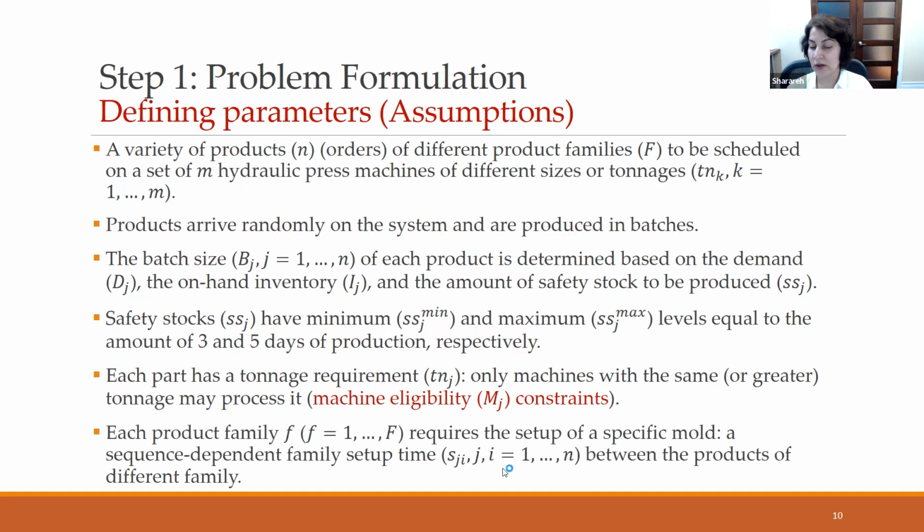And as I mentioned, in this problem we are assuming the product families require setup times. For any product family, a specific mold is required to be put on a machine. So we have to consider this sequence-dependent family setup time.